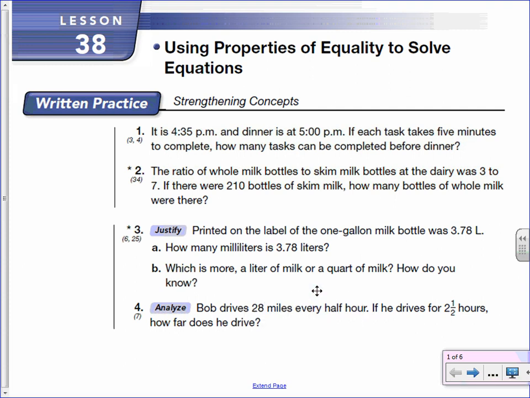Lesson 38 is using properties of equality to solve equations. And that's a whole bunch of fancy words to say that we have opposites in mathematical operations. So we have the operations addition and subtraction, and then multiplication and division. These two are opposites. And these two are opposites.